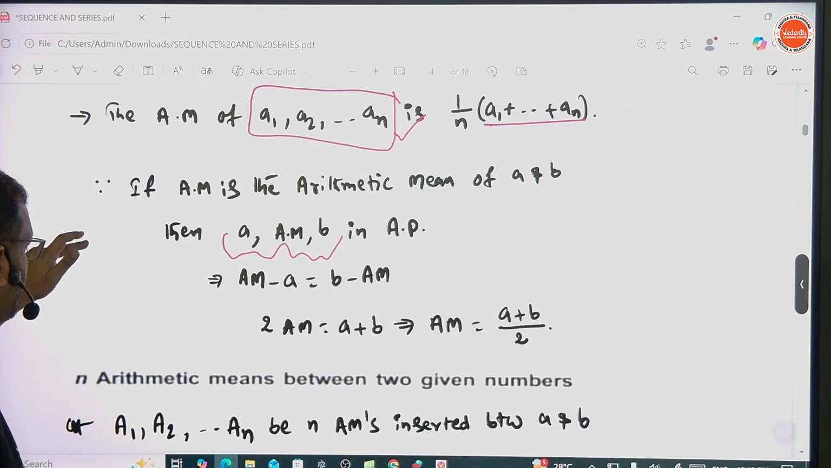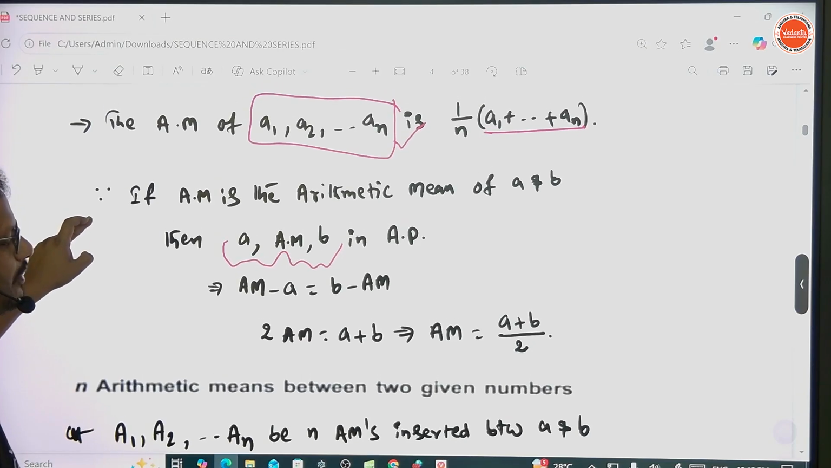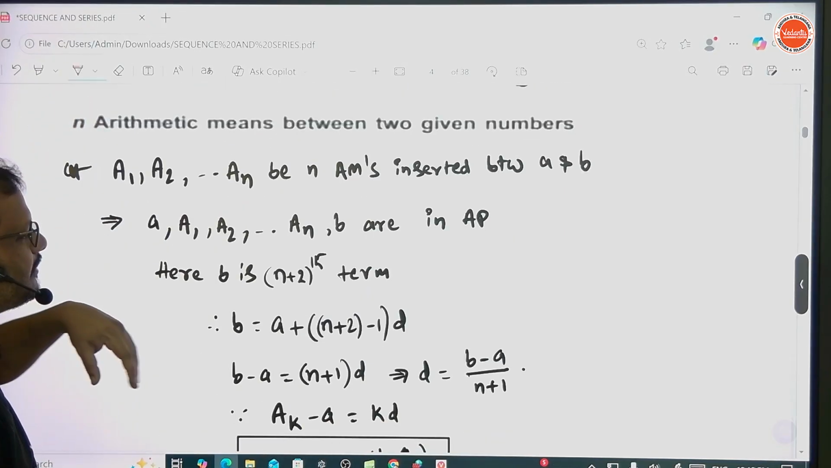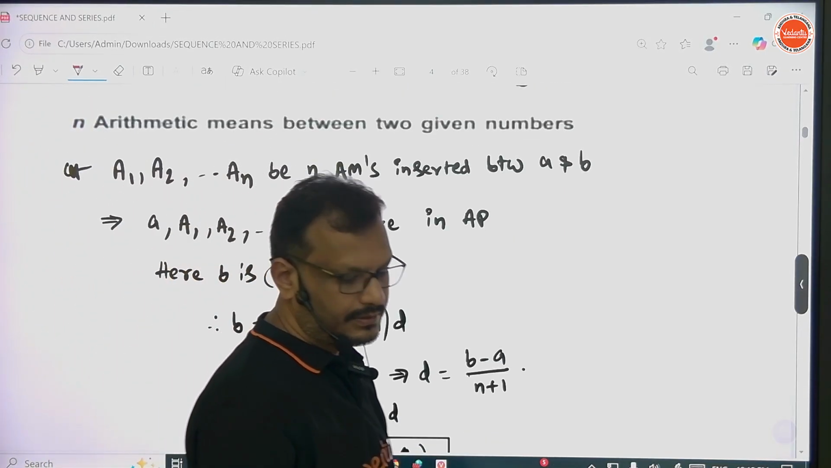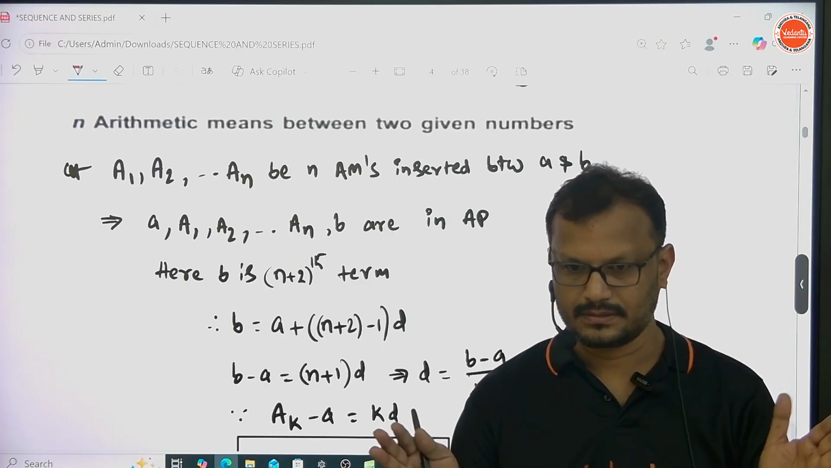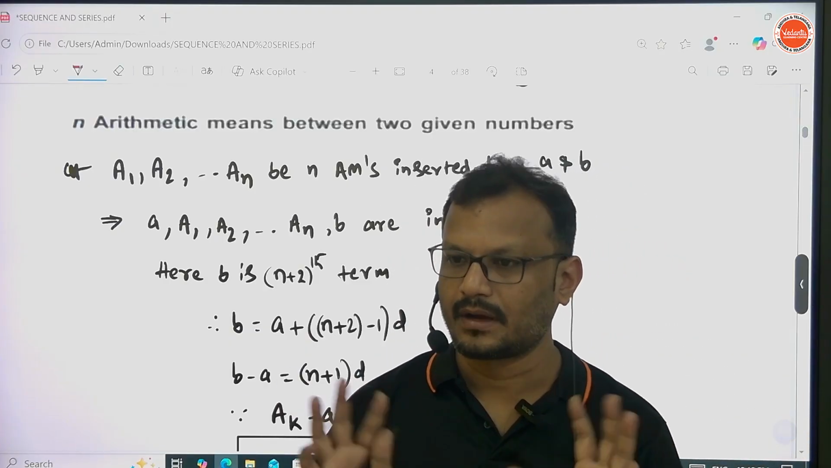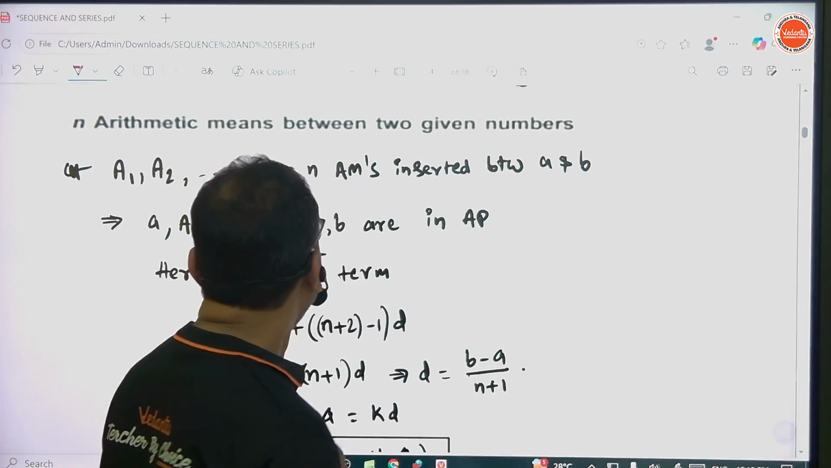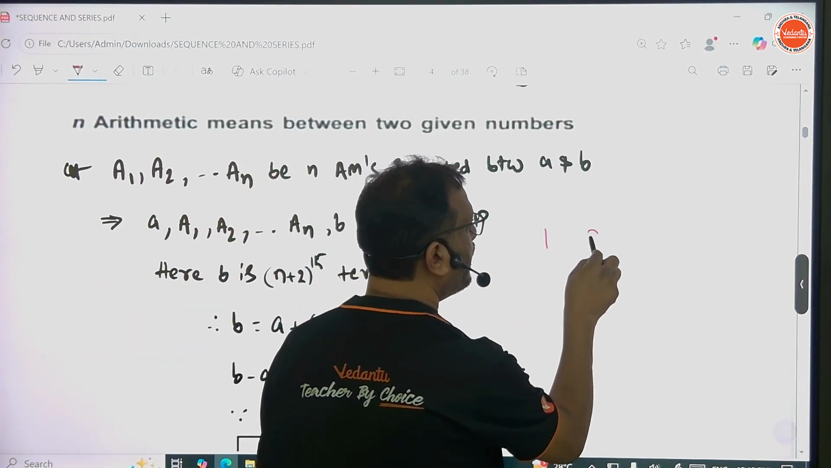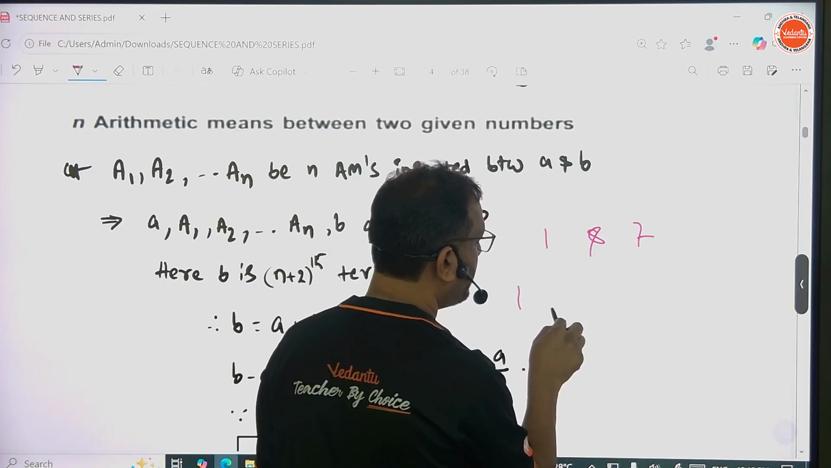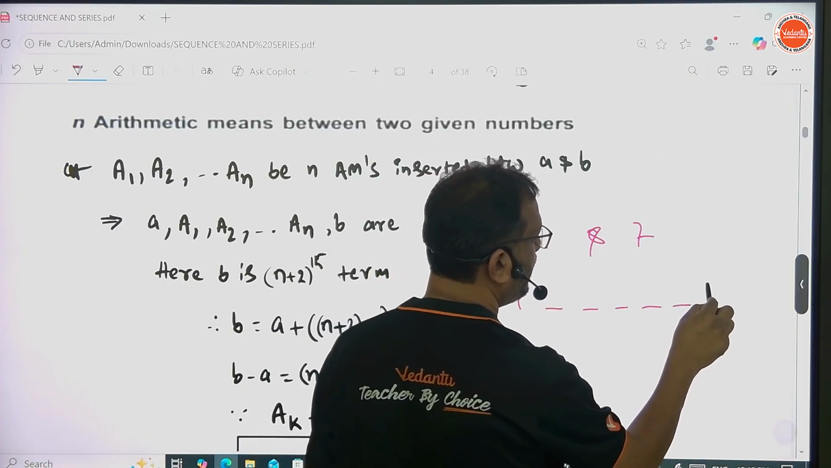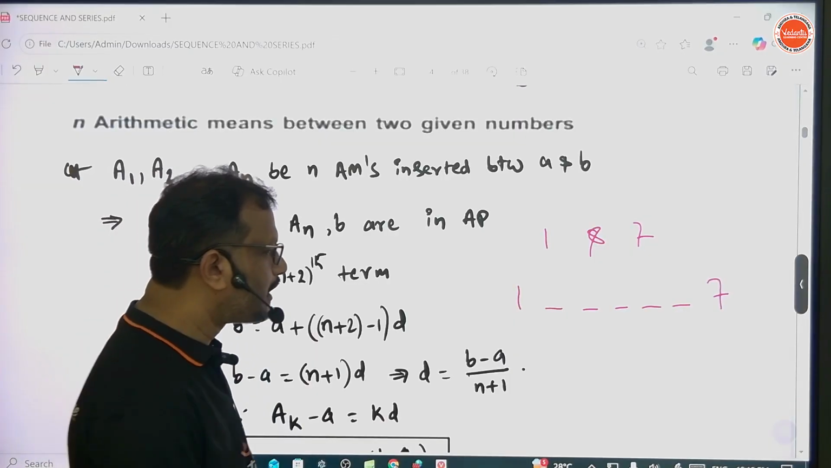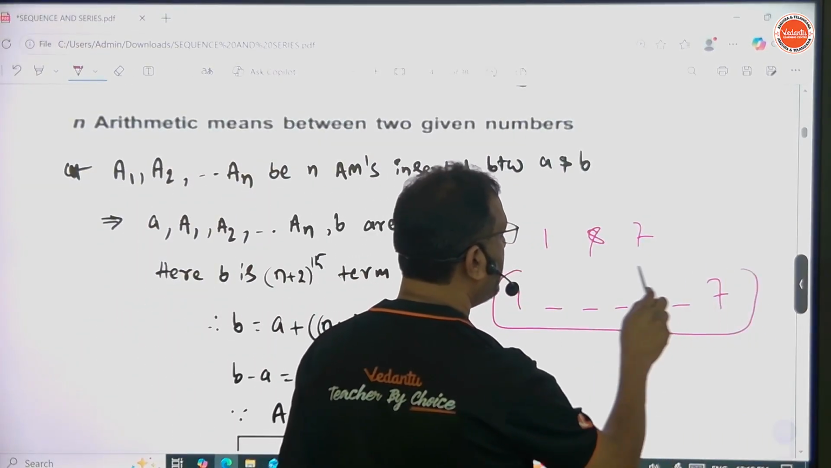Now, n arithmetic means are inserted between two given numbers. What they will ask basically here, as we are learning the formulas, is this: I will give two numbers, like 1 and 7 for example. I will ask you to insert some numbers between 1 and 7, 5 numbers, so that the whole sequence must be in AP.